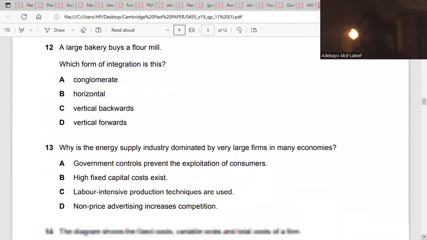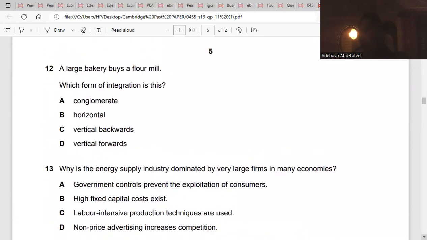Question 12. A large bakery buys a flour mill. Which form of integration is this? This is vertical integration because this is integration that occurs at different levels of production. So it's vertical. A large bakery is closer to the consumers. The flour mill is production. So that means the bakery is going back. So that's vertical backwards. Is it clear?